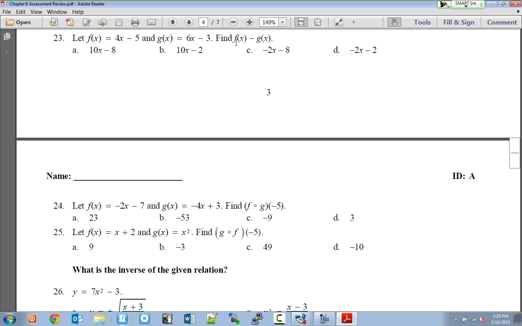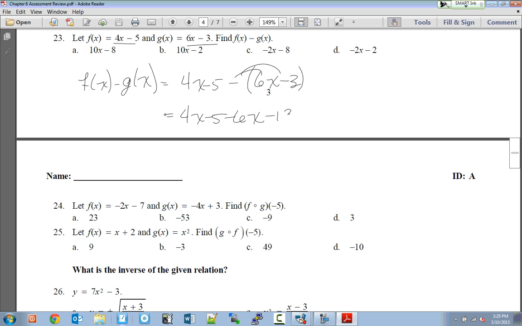We want to find f minus g of x. Well, this is f of x, and this is g of x, so it's going to be as simple as it sounds. We're going to do f of x minus, don't forget to put g of x in parentheses. Why? Because this negative sign will get distributed through. So we have 4x minus 5 minus 6x minus 3.